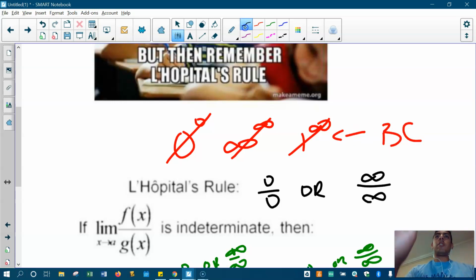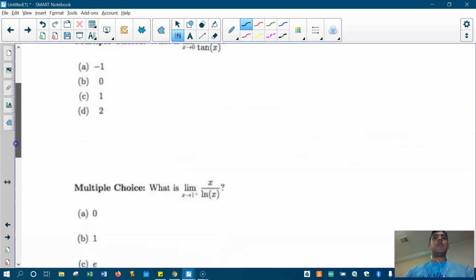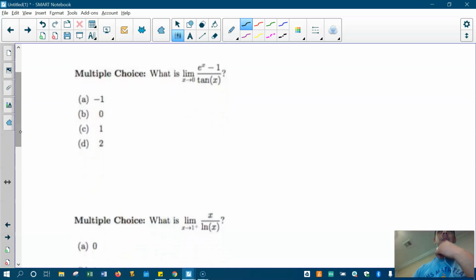We strictly, in this class, will only do, you will only see problems that will have a potential of getting 0 over 0 or infinity over infinity. Okay, so now, let's go to the meat of this here. So what is the limit as x approaches 0 of e to the x minus 1 divided by tangent x?